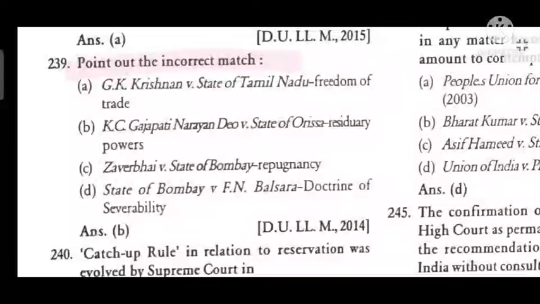Point out the incorrect match. D is incorrect. G.K. Krishnan versus State of Tamil Nadu, freedom of trade. Jabbar Bhai versus State of Bombay, repugnancy. State of Bombay versus F.N.